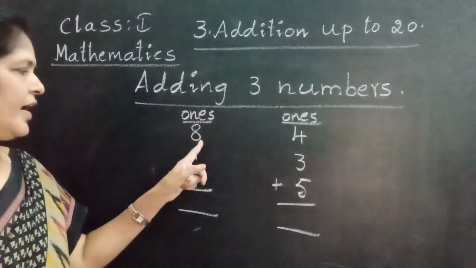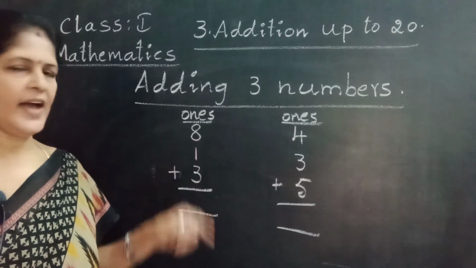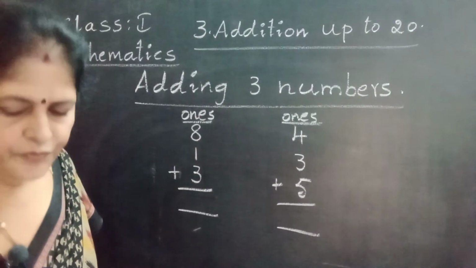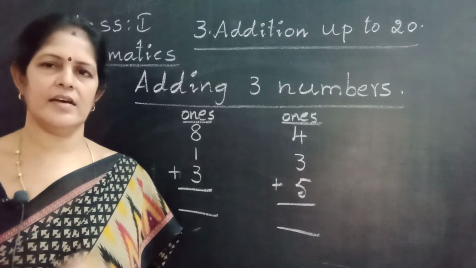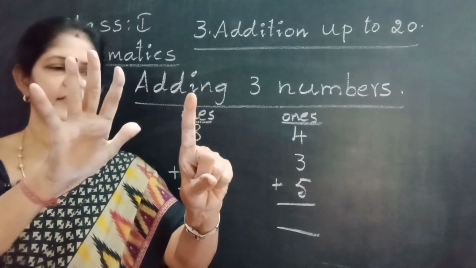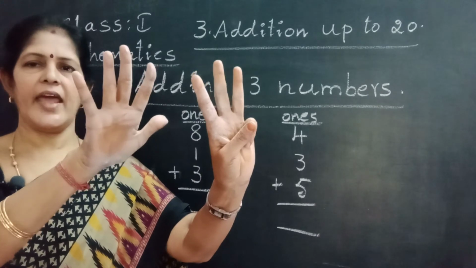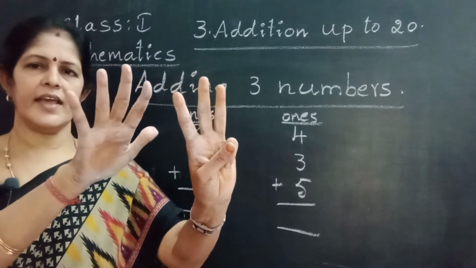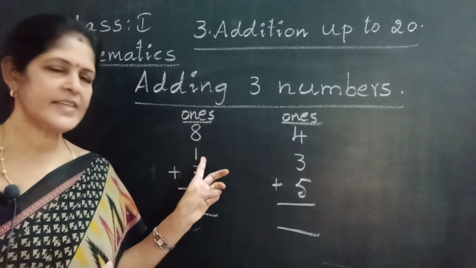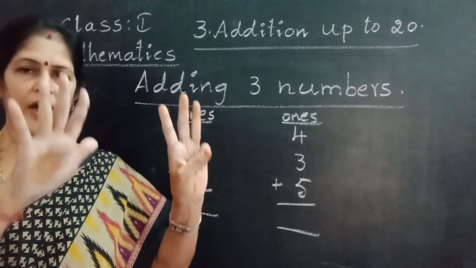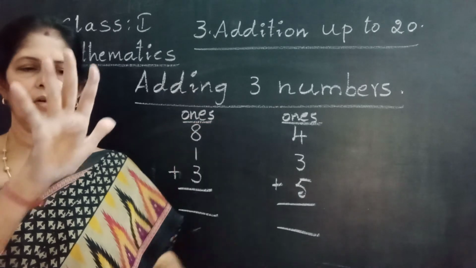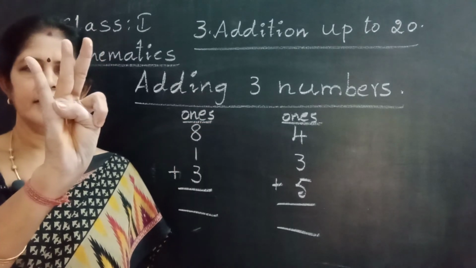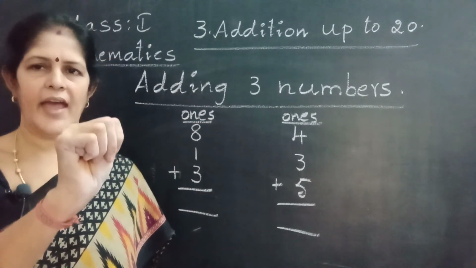Ready? Start from here. Take 8 fingers. Big number. Take 8 fingers means we are going to take 8 fingers using 2 hands. 5, 6, 7, 8. These are 8. Ready? You also taken? Very good. What is the second number? 1. 1 after. 2, 3, 4, 5, 6, 7, 8, 9.